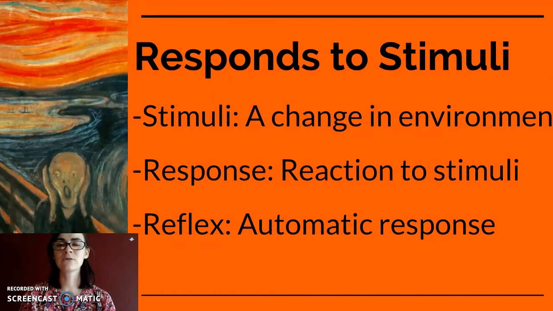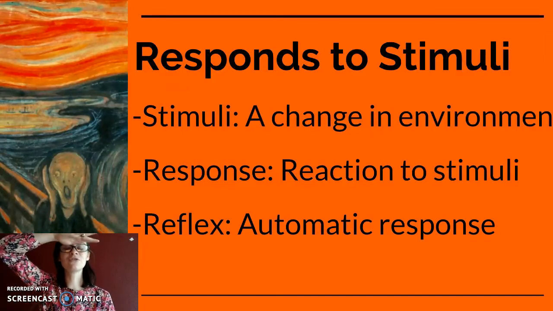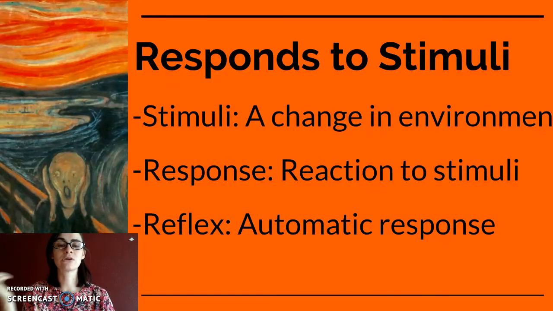A stimuli or stimulus is a change in the environment, and a response is the reaction to that stimulus. A reflex is an automatic response, so it's involuntary. An example of a response to stimuli might be that you leave a dark classroom and go outside where it's very bright. Because it's so bright, that's a change in your environment, so it's a stimulus, and your response might be to block your eyes. A reflex would be for your pupils to dilate.